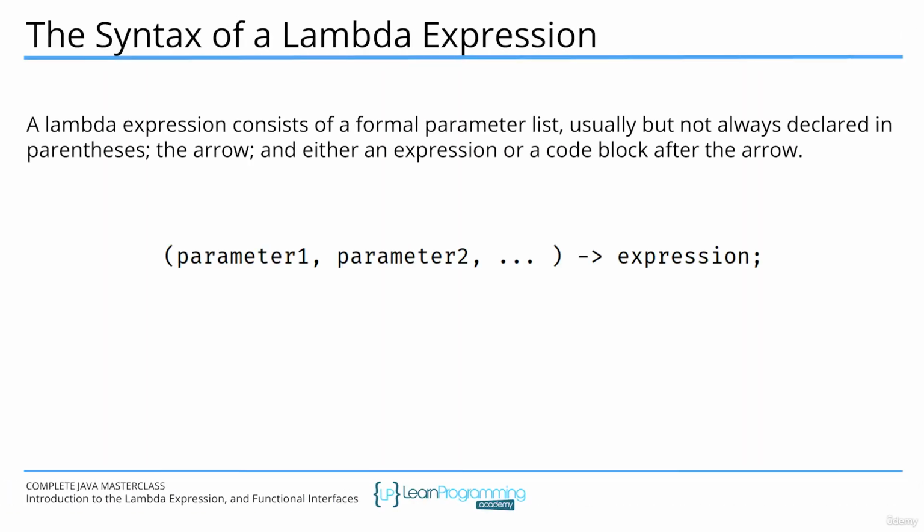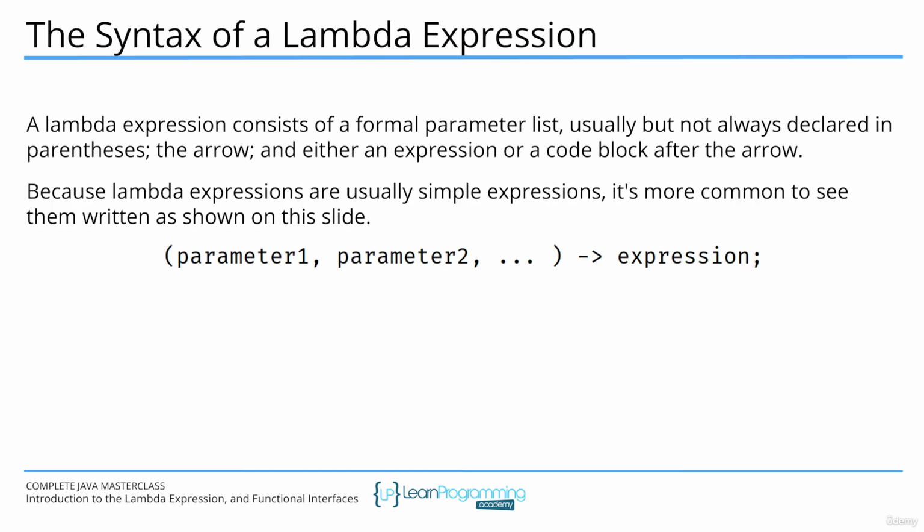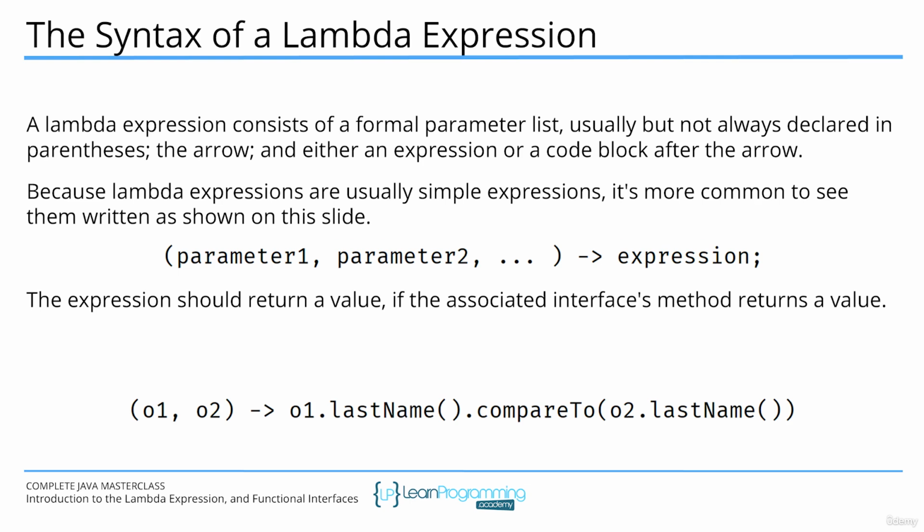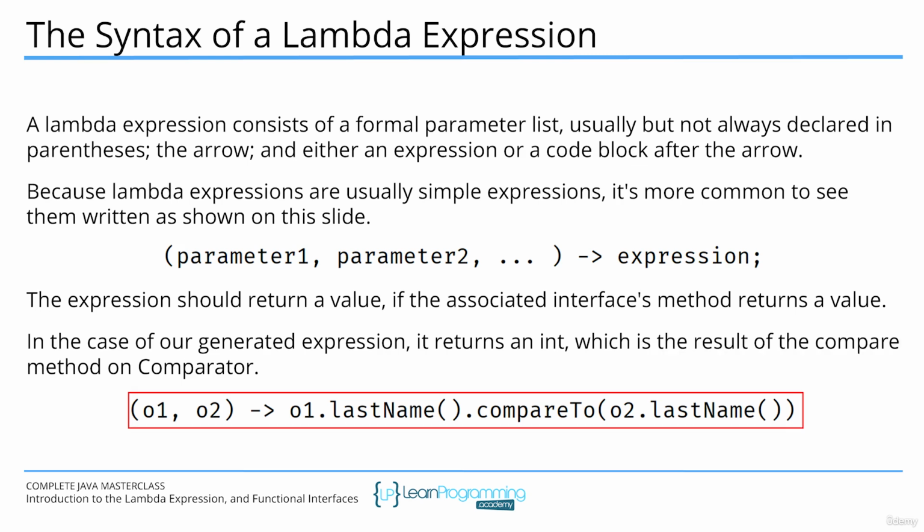A Lambda expression consists of a formal parameter list, usually, but not always, declared in parentheses, the arrow, and either an expression or a code block after the arrow. Because Lambda expressions are usually simple expressions, it's more common to see them written as shown on this slide, which doesn't use a code block or opening and closing curly braces. In other words, the expression should return a value if the associated interface's method returns a value. In the case of our generated expression, it returns an int, which is the result of the compare method on comparator.